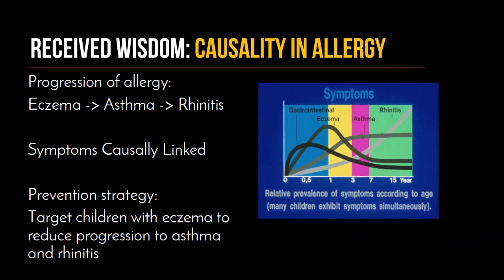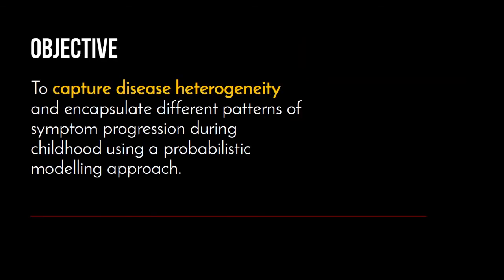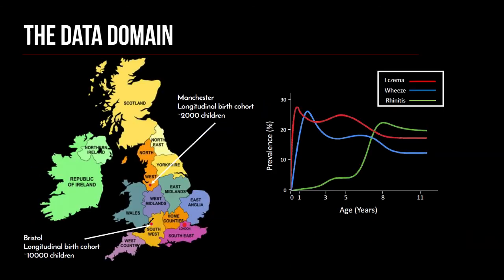Anyway, the objective of this study was to capture disease heterogeneity and try to see whether this mechanism that we observe actually exists on a population level, and whether the majority of children who develop allergy later on in life show this pattern. So we used a probabilistic modeling approach for this. The data was taken from two cohorts because they had very similar data on eczema, wheeze, and hay fever. The wheeze was the marker we used for asthma because you can't detect asthma early in life.